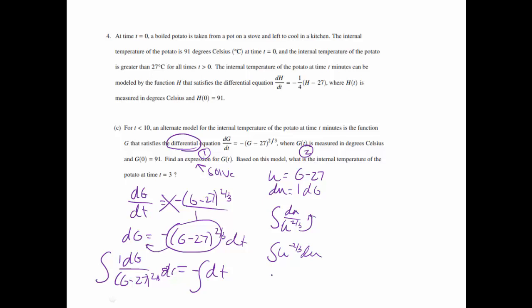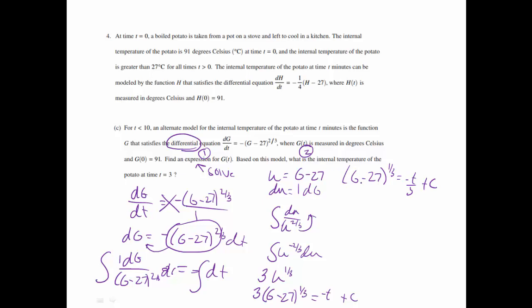And taking the integral of that, we'll add 1 to the power, which is going to be u to the 1/3, and then do the reciprocal on the outside, which will be 3. And then just further finishing that, this is going to be 3 times (g minus 27) to the 1/3, and then equals the right side. The integral of negative dt will just be negative t plus c. Okay, my goal was to find an expression for g, so I want it to say g equals. So the next thing that I'm going to do is just divide everything by 3. So I'm going to have (g minus 27) to the 1/3 equals negative t over 3 plus c.